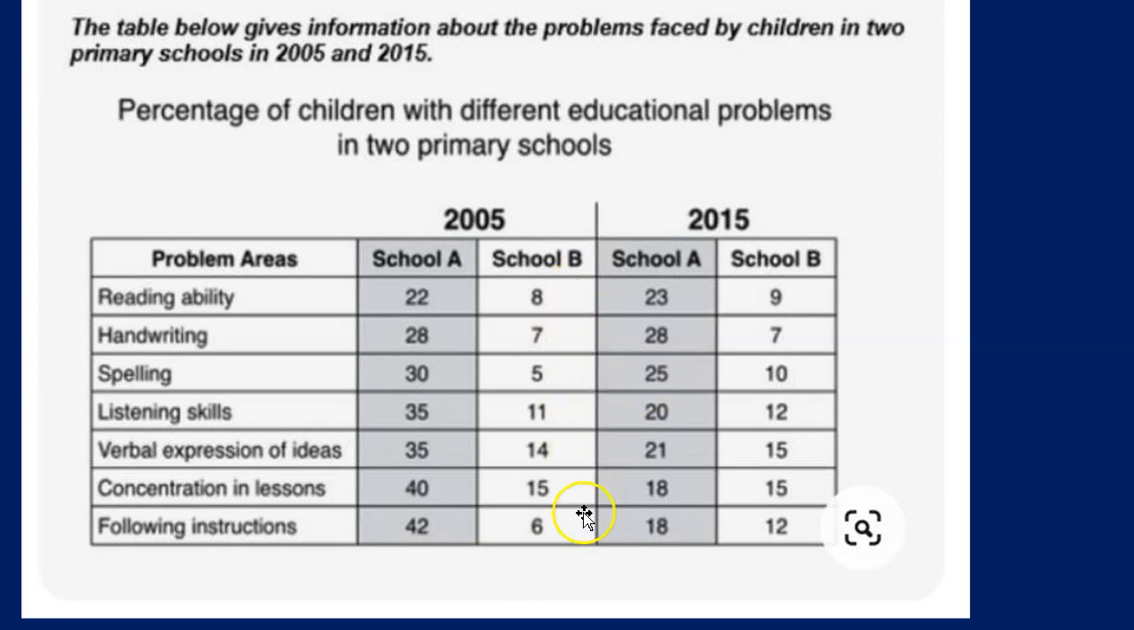Whereas in school B, you've got far fewer problems to begin with, okay? And they don't really change that much. In fact, in some cases, 6 to 12, 5 to 10. Did anything get better? Nothing got better. Everything got worse or stayed the same. So, okay, there's my overview right there. So let's get started writing right now.